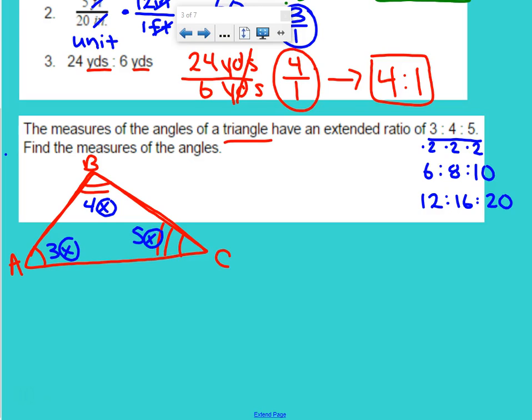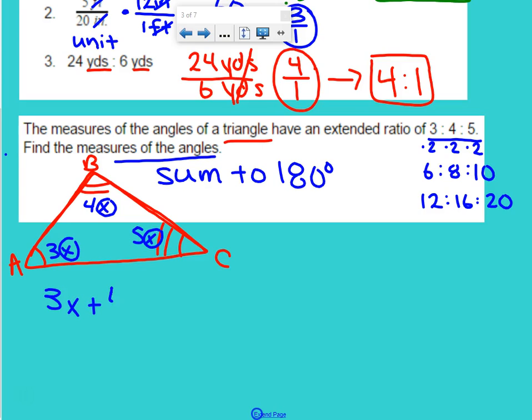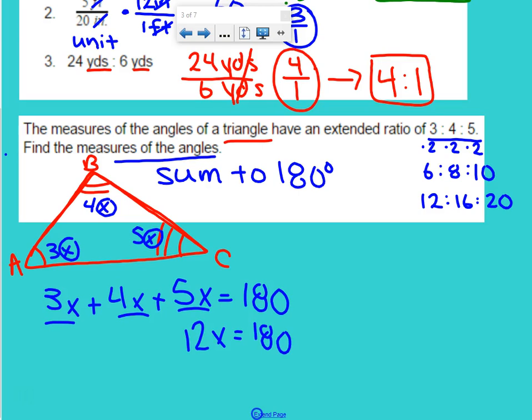Now, we're looking at measures of an angle. Well, we have a theorem that talks about measures of the angles of a triangle. We know that they sum to 180. So using that fact, we could say that 3x plus 4x plus 5x is going to equal 180. Add your like terms. We get 12x equals 180. Divide both sides by 12. And x equals 15.